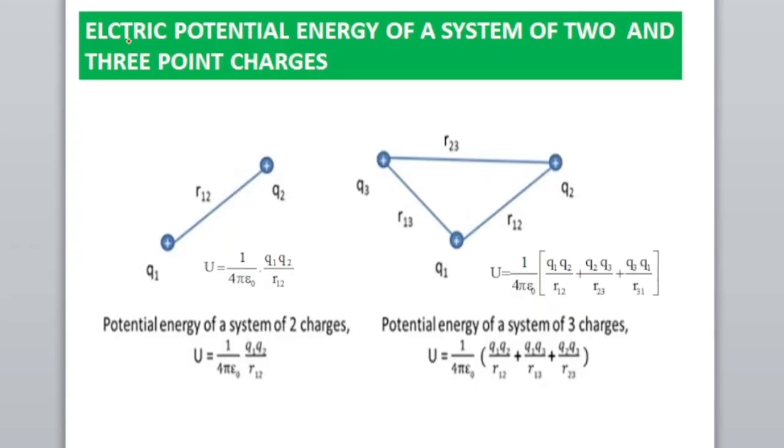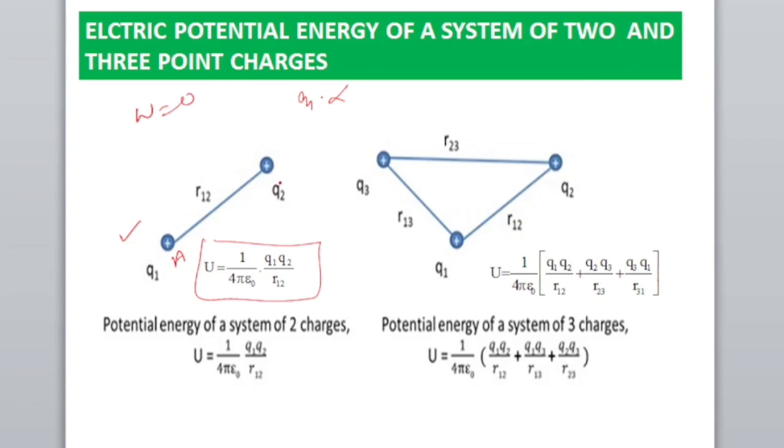Next, the electric potential energy of a system of two and three point charges. Suppose there are two charges in a system, then the total potential energy due to these two charges is given by U equal to 1 by 4 pi epsilon naught, Q1 Q2 by R12, where R12 is the distance between these two charges. Now, how do you find this formula? To derive this, first suppose that charge Q1 is placed at infinity. The work done in moving this test charge Q1 to a point A is zero, because no electric field is present at this point.